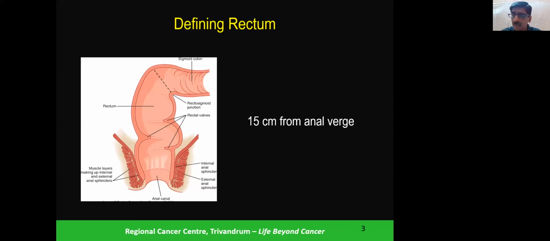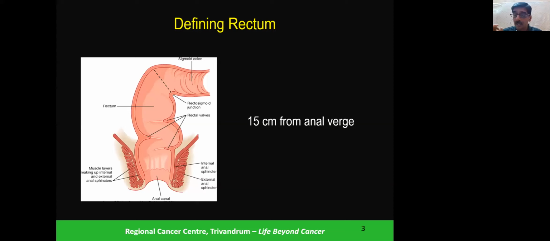And what we should be very clear about is that whenever we are talking about rectal cancer, we are talking about adenocarcinomas of the rectum. Whether it's 1 centimeter, 2 centimeter, or 15 centimeter, we are talking about adenocarcinomas of the rectum, because all those adenocarcinomas, irrespective of where they arise, are treated in a particular pattern. But if it's a squamous cell carcinoma, wherever it is, whether it's 1 centimeter or 2 centimeter, it is treated as anal canal cancer. And you know the difference between treating a rectal cancer, which is adenocarcinoma, and anal canal cancer, which is squamous cell carcinoma.